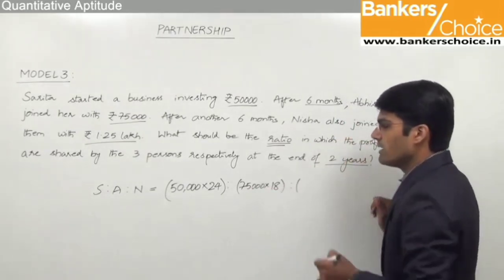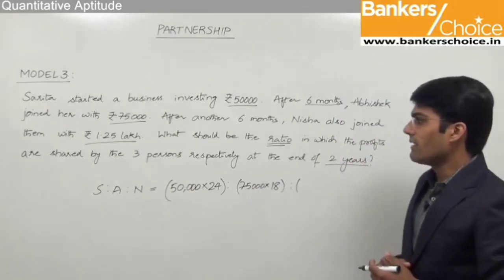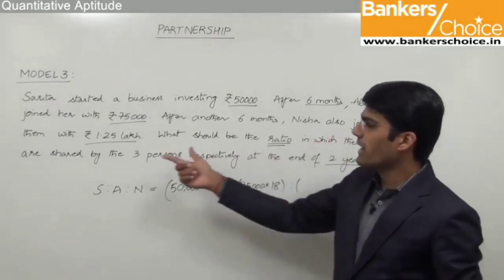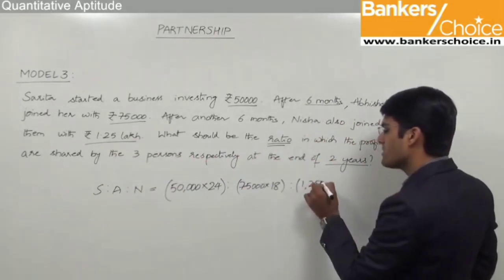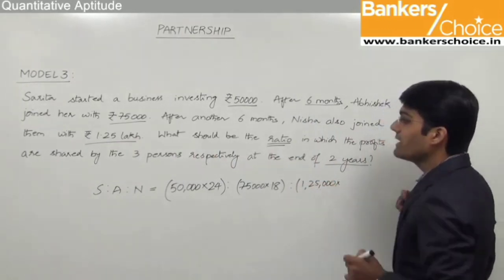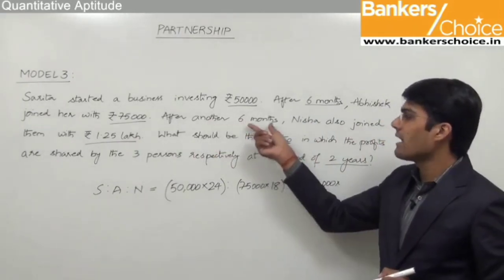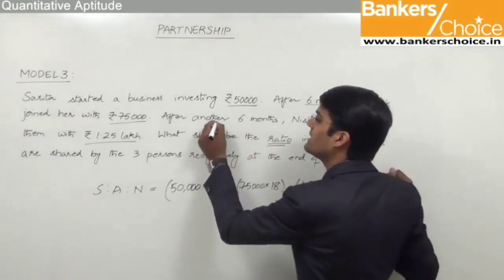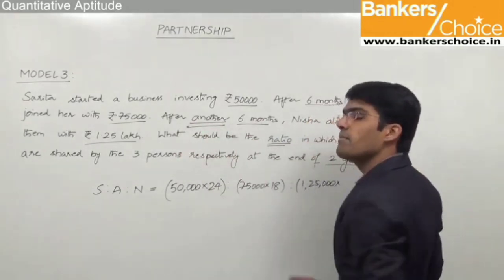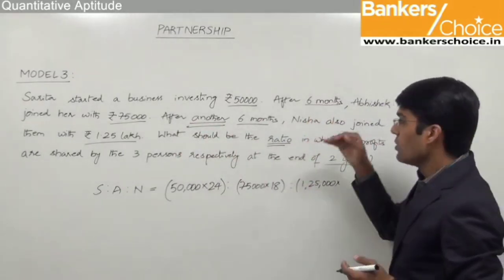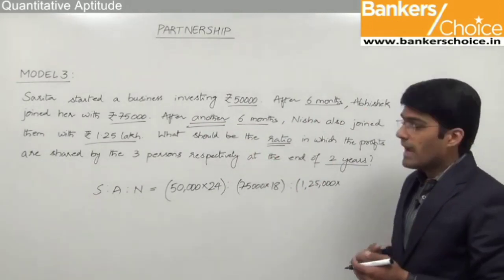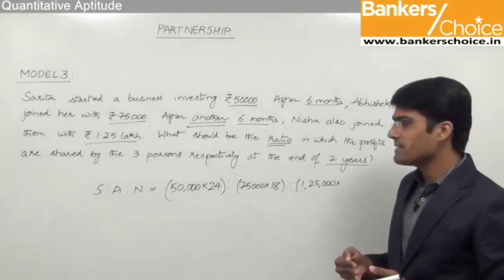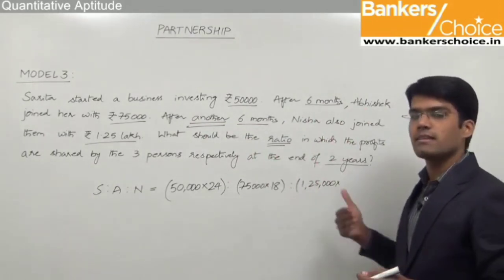Is to the third person here is Nisha. We very well know that Nisha joined with rupees 1.25 lakh. That is nothing but 1,25,000. But she had joined after another 6 months. Understand, the word another plays a very important role here. We know that already Abhishek had joined 6 months late. And then after Abhishek joins the business, Nisha joined after another 6 months.